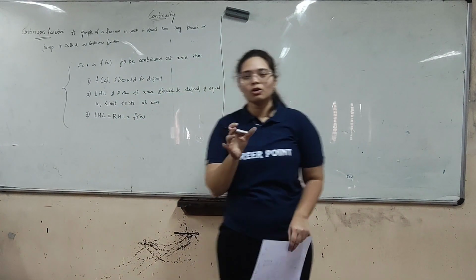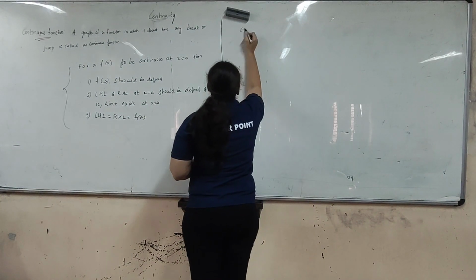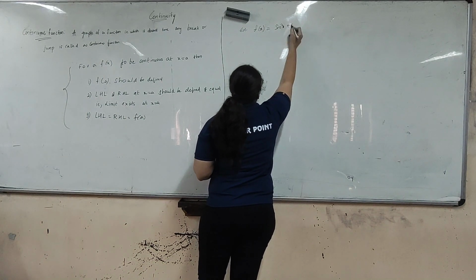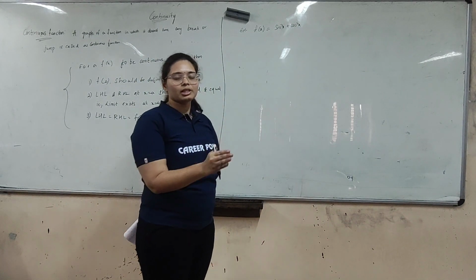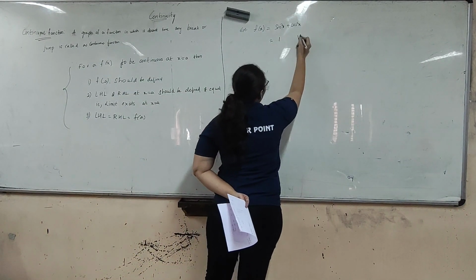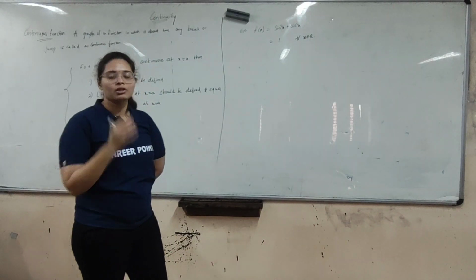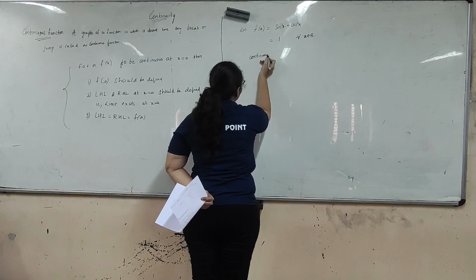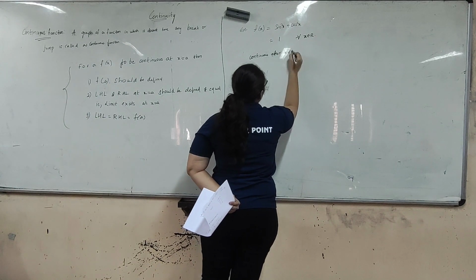Now, let's see some examples of continuous and discontinuous functions. So, f of x equals sin square x plus cos square x, right? See, in this function, sin square x plus cos square x is always 1 for all x belonging to R. So this is a constant function, so it is continuous, right? Continuous for all x belonging to R.